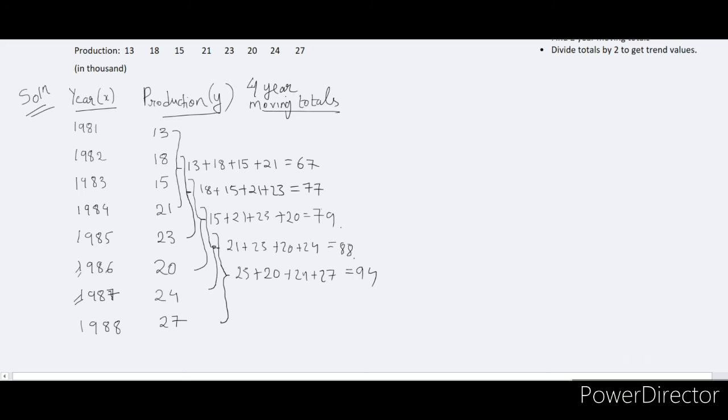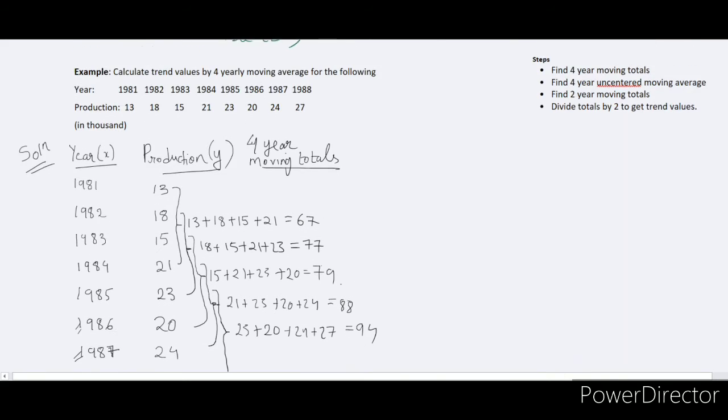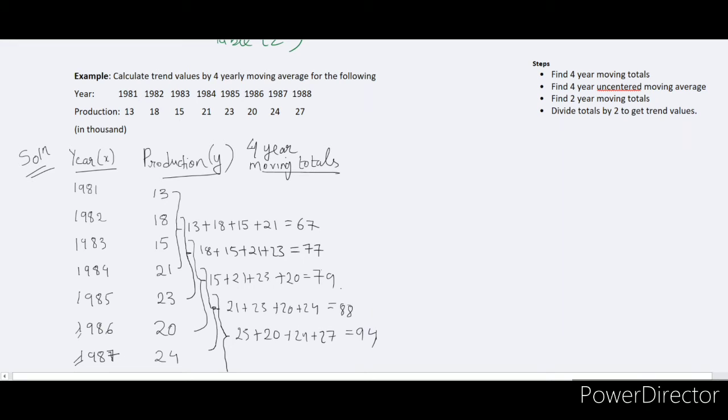So that is the last value, because we do not have any more values below this. Okay, so the next step is to find the 4-year uncentered moving average. Uncentered, which means, because you are finding the average, we are dividing the total by the number, and here we are taking a group of 4 years, so the number is 4.